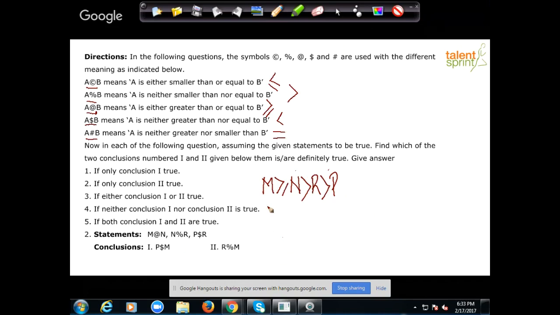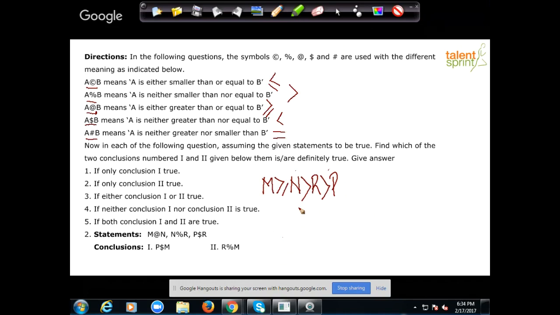M at the rate N, we know that at the rate stands for greater than or equal to, so M is greater than or equal to N. Then let us look at the percentage sign. We know it stands for greater than. N is greater than R. Then comes the dollar sign. We know the dollar sign stands for less than. So therefore, what we have done is we have put P here and made P less than R.